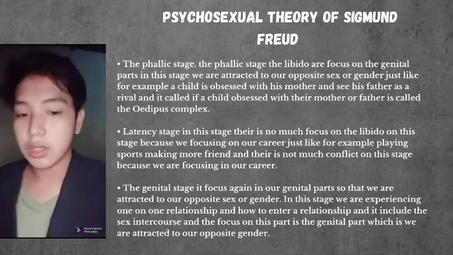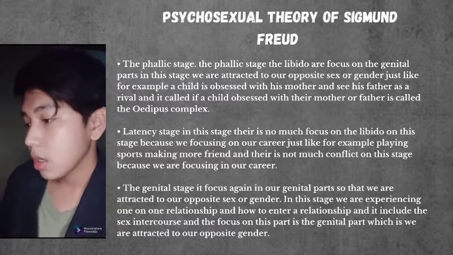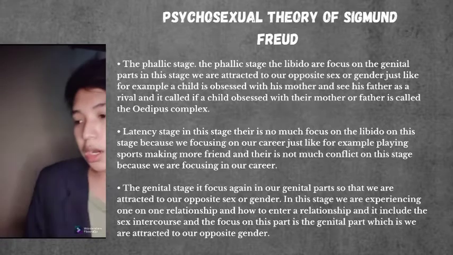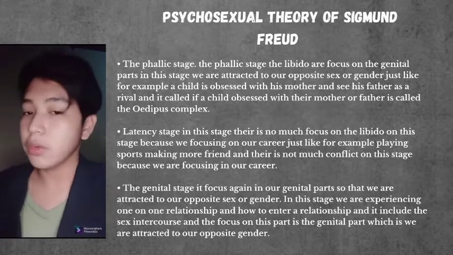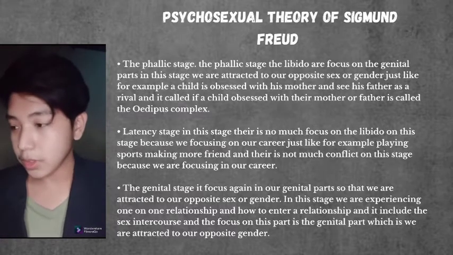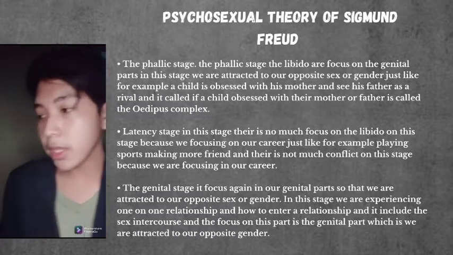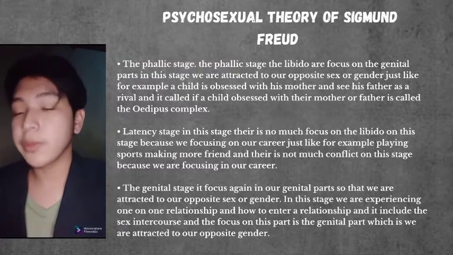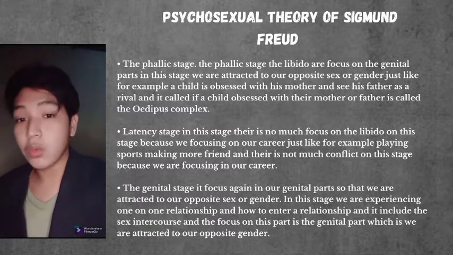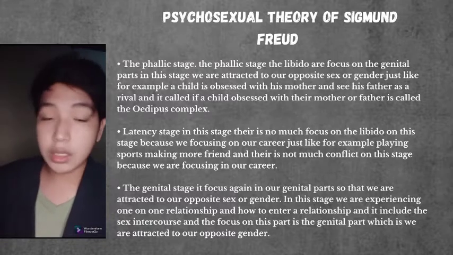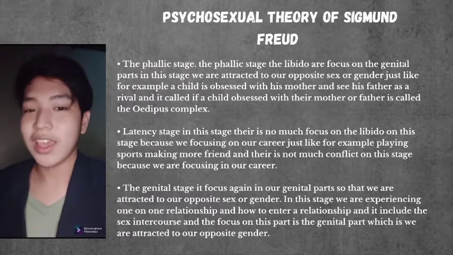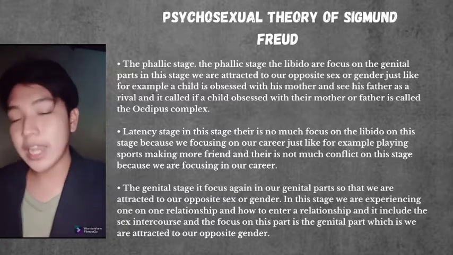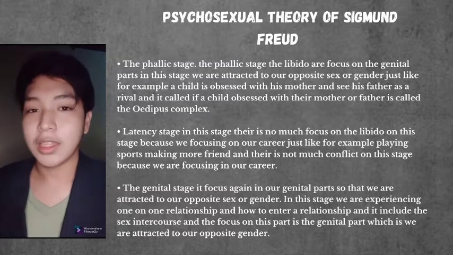So we are moving on to the next stage. We are discussing the next topic, which is the genital stage, which is the adult stage. In this stage, it is focused again on the genital area, which is we are attracted to our opposite sex or opposite gender. In this stage, we are experimenting with one-on-one relationships, or we are trying to enter a relationship, and it includes sexual intercourse, and that is the main focus of this stage, which is the genital part, or this is the focus of the libido, and that's one topic.